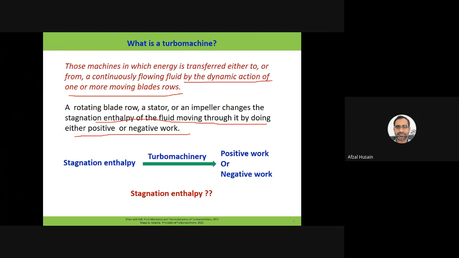Anyone can answer this. What is the stagnation enthalpy? It is the energy of the flow. Yes, it's the energy of the flow. Okay.